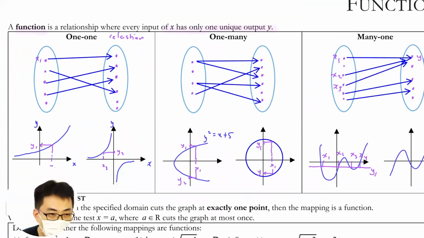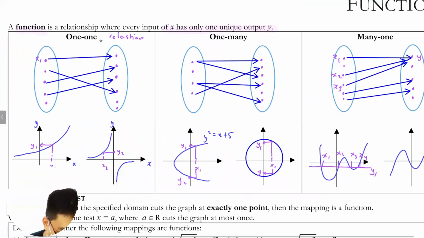Now, based on the definition of functions, not all relations are functions. I think you probably already know that. So the definition of a function is where every input of x has one unique output of y. One-to-one is a function because every x has got one unique output. You just care about one output. So this is a function.